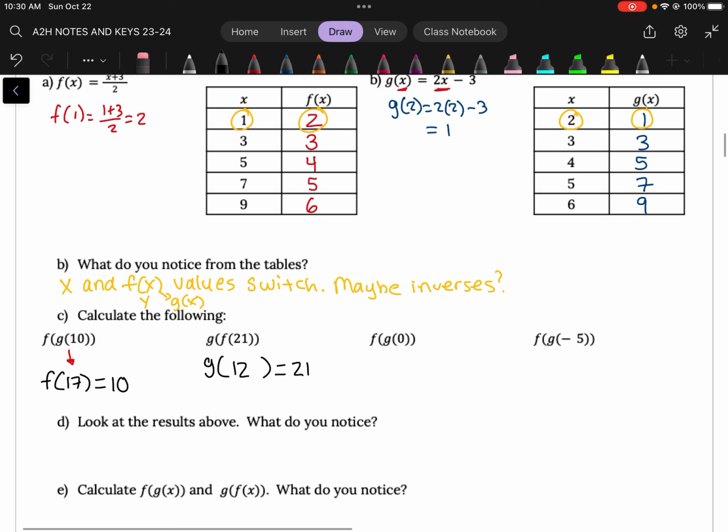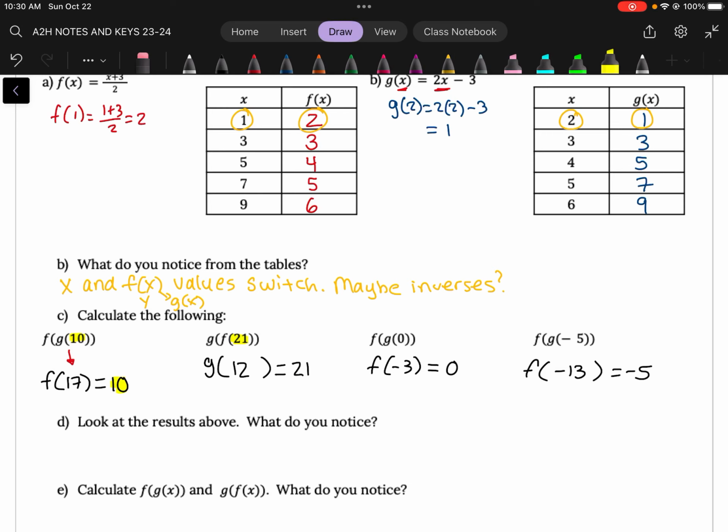Okay? Go ahead, pause the video now and do f of g of 0 and f of g of negative 5. Okay, hopefully you got f of negative 3 and you got 0, and then hopefully you got f of negative 13 and you got negative 5. And what do you notice?